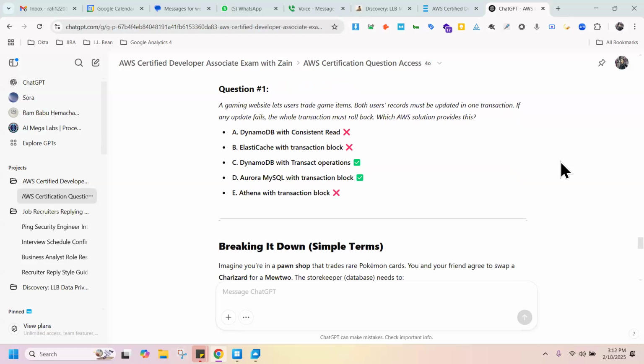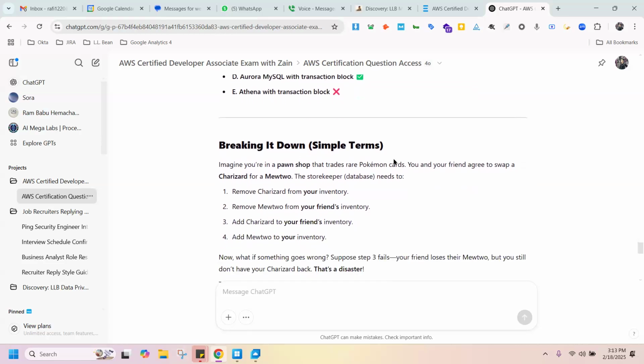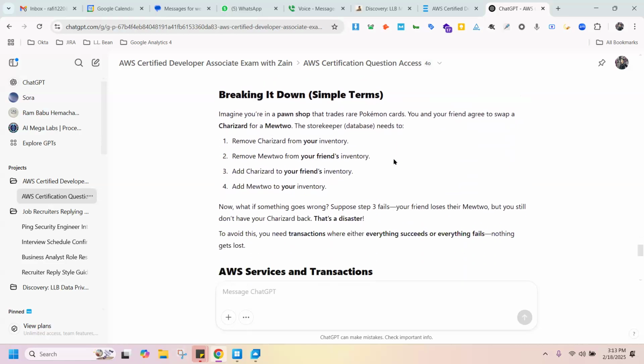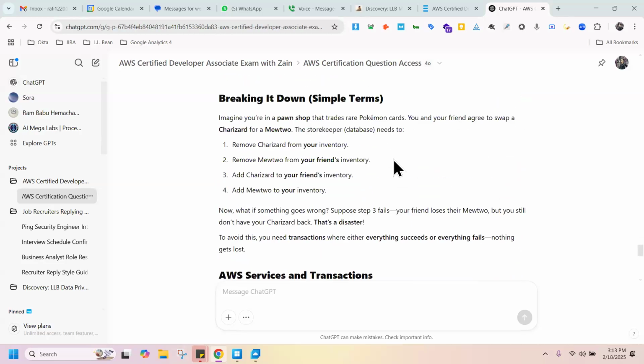So, a gaming website lets users trade game items. Both user records must be updated in one transaction. If any update fails, the whole transaction must roll back. Which AWS service provides this? It's actually selecting 2 answers. Is that correct? No, it is not correct. Only C is correct. Actually, he noted down the most suitable option, but we need to write the 100% correct option, which is DynamoDB.